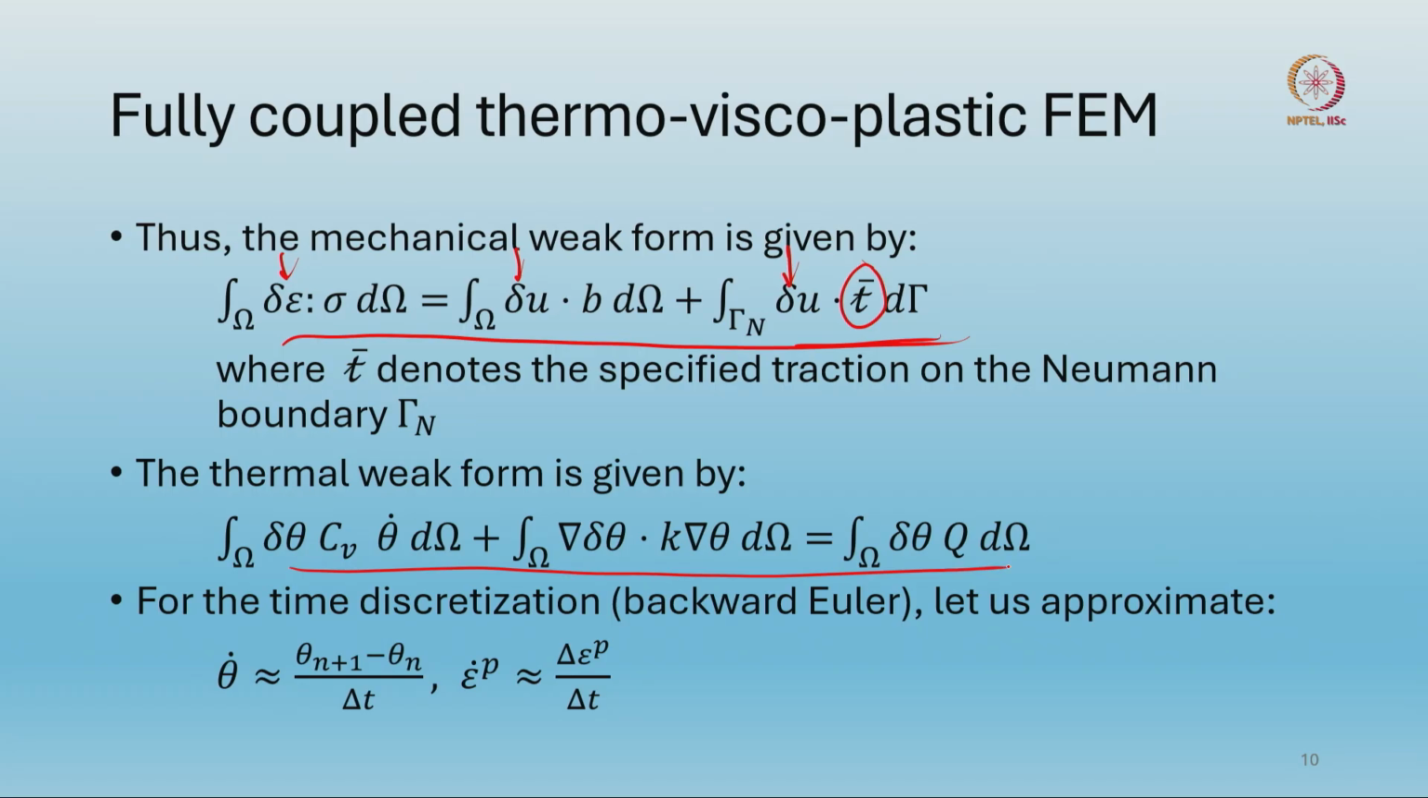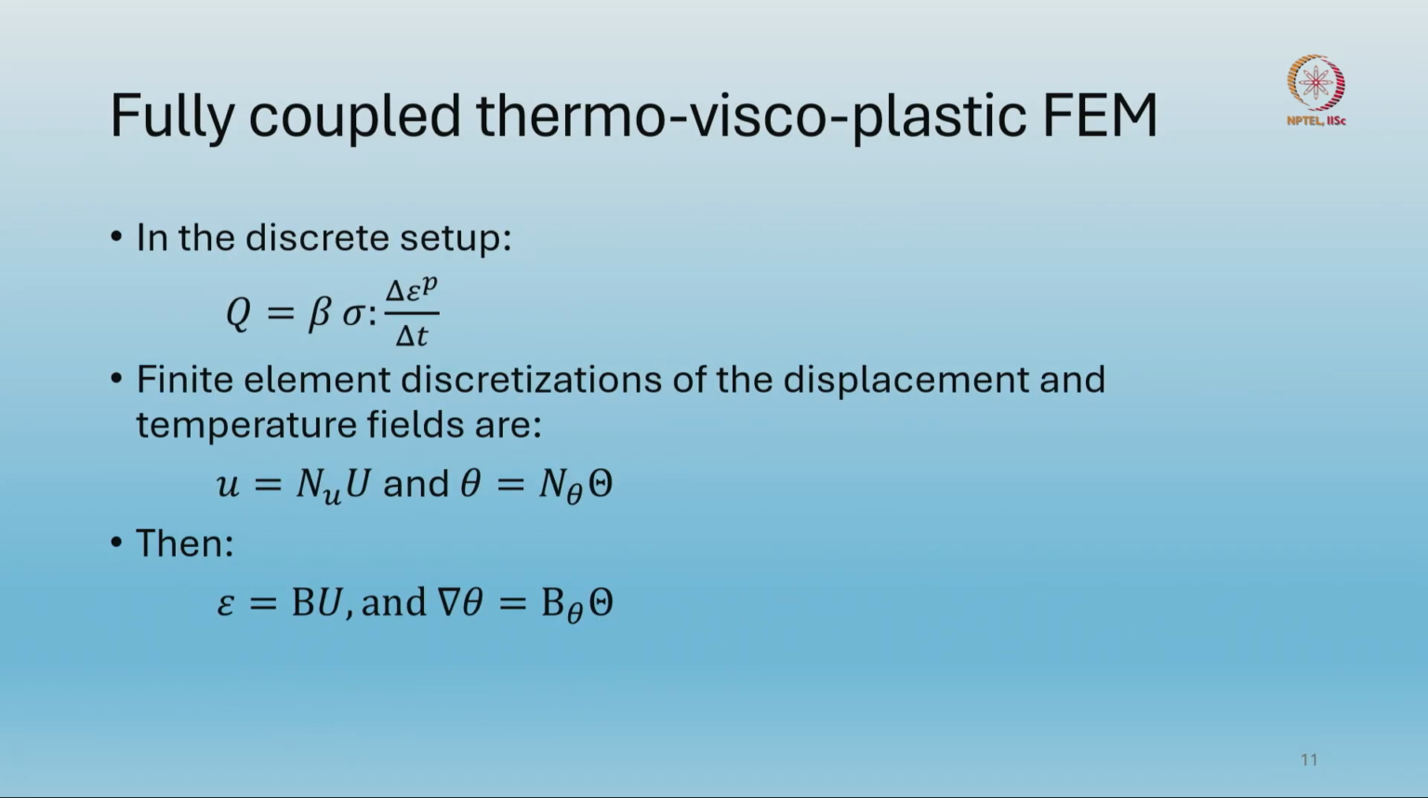Now, let us do the time discretization, because there is a theta dot term. We typically deal with theta at n plus 1, not theta dot. So, write theta dot in this finite difference form. Similarly, epsilon p dot you can write in this finite difference form. Now in the discrete setup, the mechanical heat source term can be written in terms of delta epsilon p by delta t. Instead of epsilon p dot, we just use this delta epsilon p by delta t.